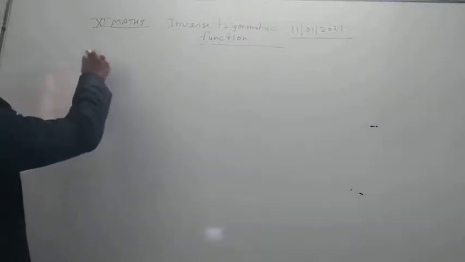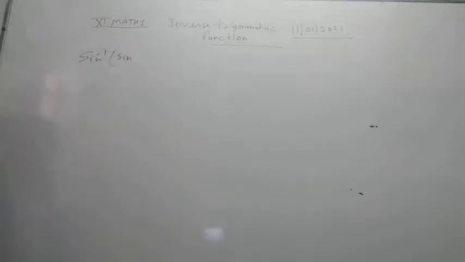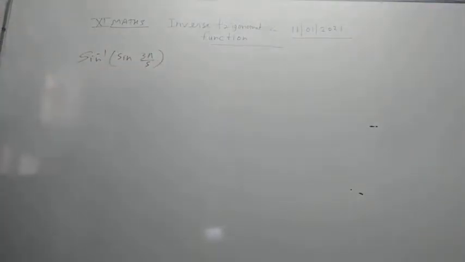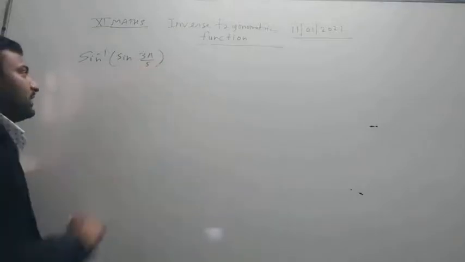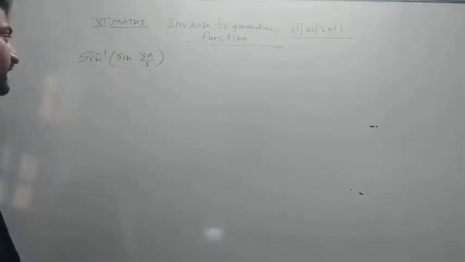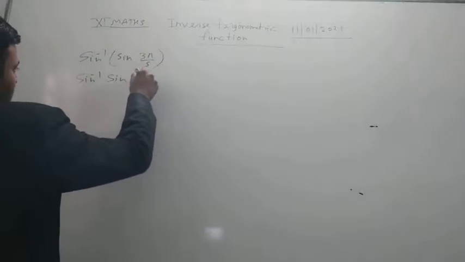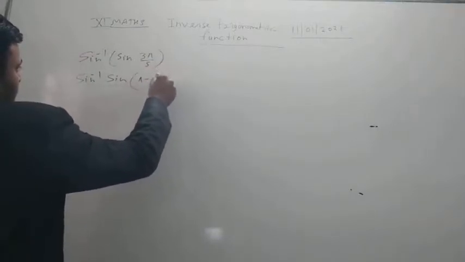Sine inverse sine 3 pi by 5. Okay, so 3 pi by 5 is 108 degrees. So student, this is not in the principal value branch of sine inverse. Okay, so we will change this. We can write sine inverse sine, this is pi minus 2 pi by 5.